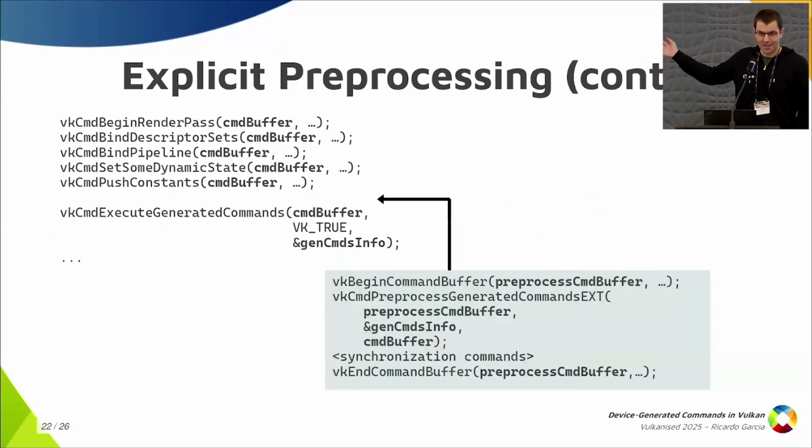I just wanted to get this slide out to tell you that if you're going to use explicit preprocessing, this is the ergonomic way of using it, how we thought about using the preprocessing step. You take your main command buffer and you record all the state first. Just before calling execute generated commands, the regular command buffer contains all the state that you want and the preprocess needs. So you stop there for a moment. Then you prepare your separate preprocessing command buffer, passing the main one as an argument to the preprocess call. And then you continue recording commands in your regular command buffer. That's the ergonomic way of using it.